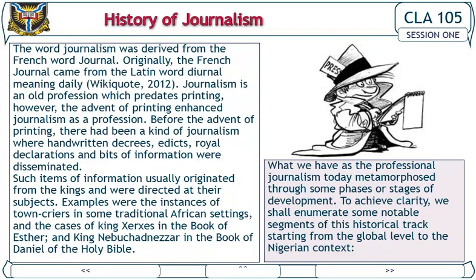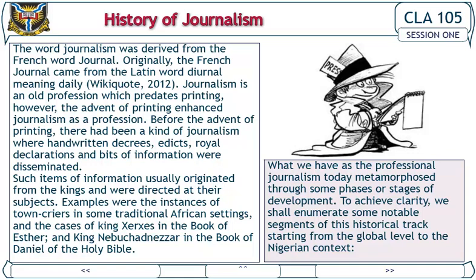History of journalism. The word journalism was derived from the French word journal. Originally, the French journal came from the Latin word diurnal, meaning daily. Wikiquote 2012. Journalism is an old profession which predates printing. However, the advent of printing enhanced journalism as a profession.